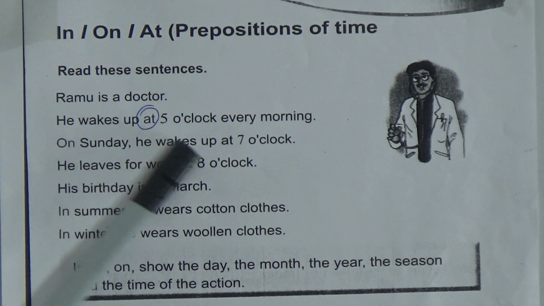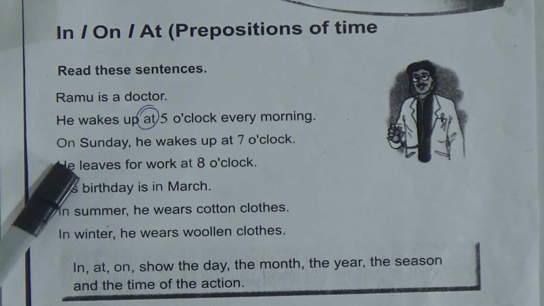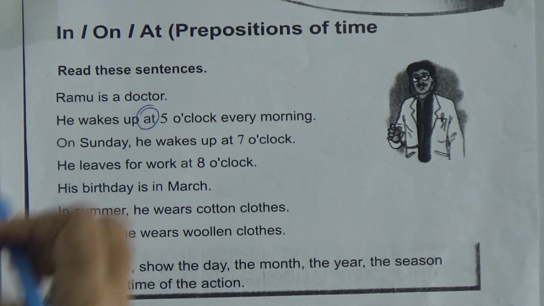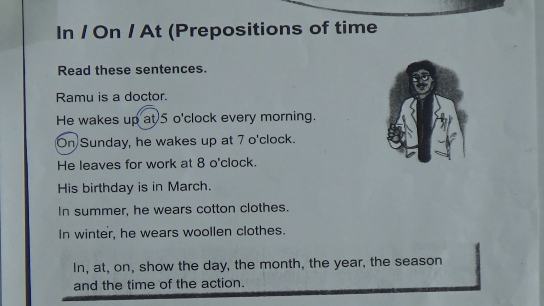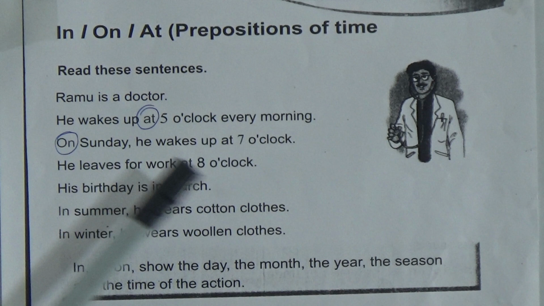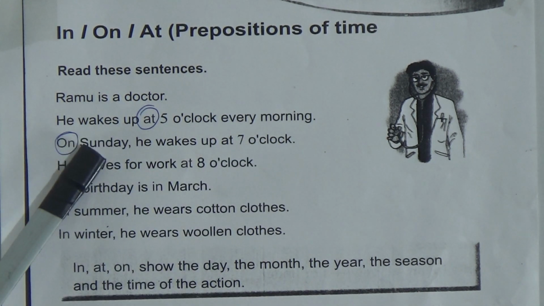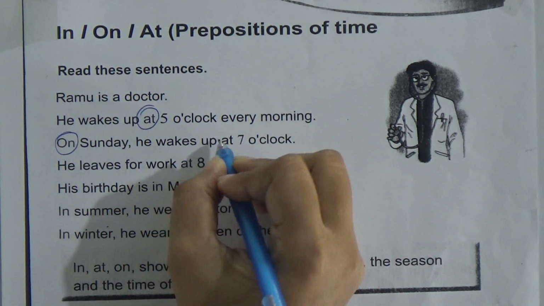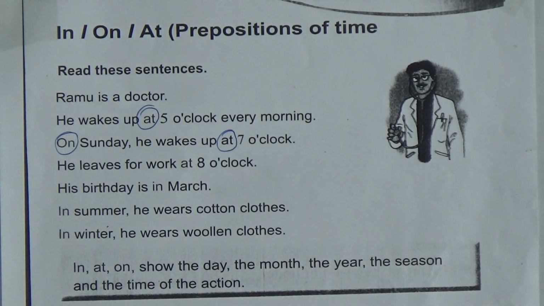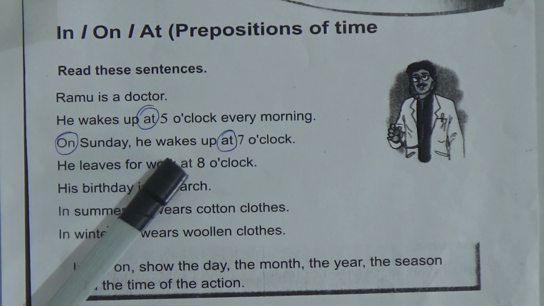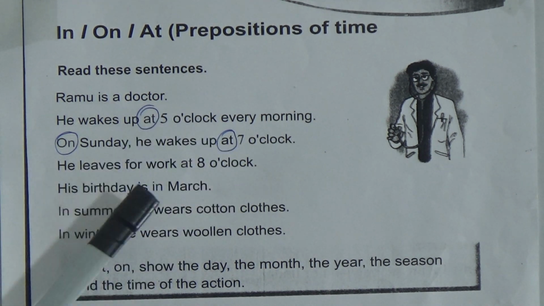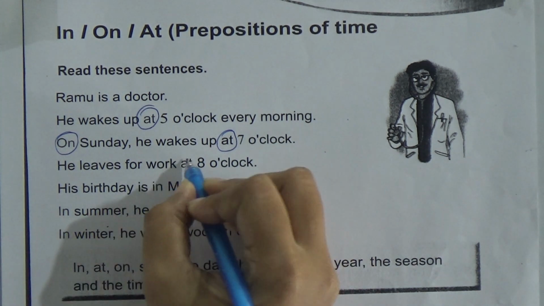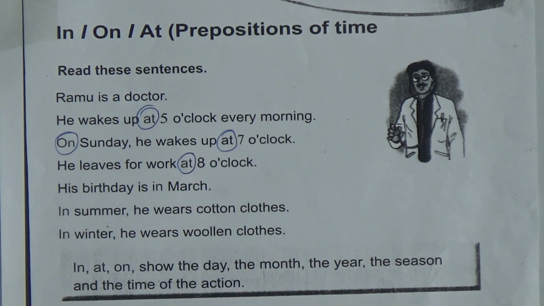On Sunday, he wakes up at 7 o'clock. Now look, on Sunday. So Sunday is the name of a day. We use on in front of Sunday. And he wakes up at 7 o'clock. So 7 o'clock is a part of the Sunday, the time of the day. So use at in front of 7 o'clock. He leaves for work at 8 o'clock. So 8 o'clock is the part of a day. So that's why we use at in front of 8 o'clock.